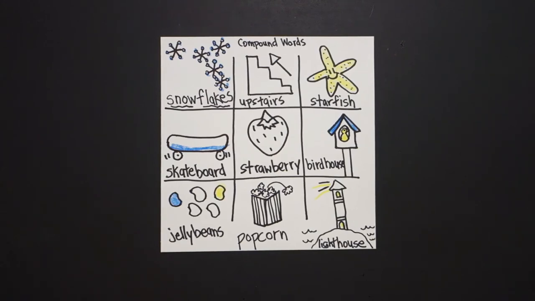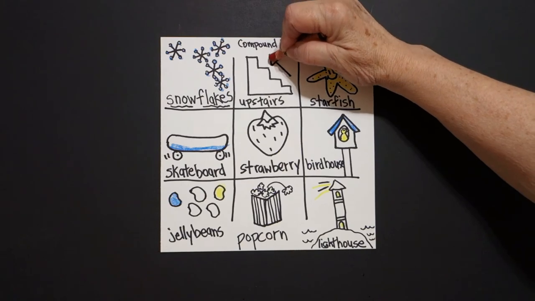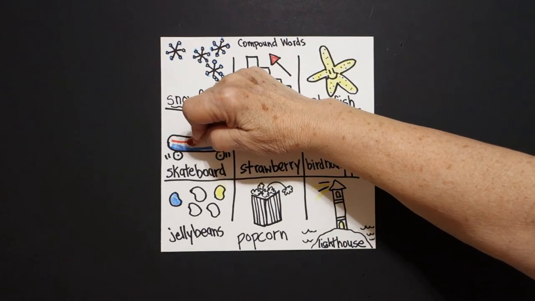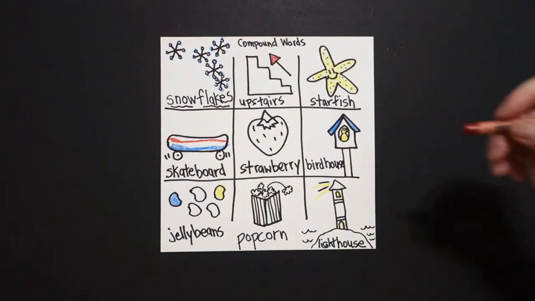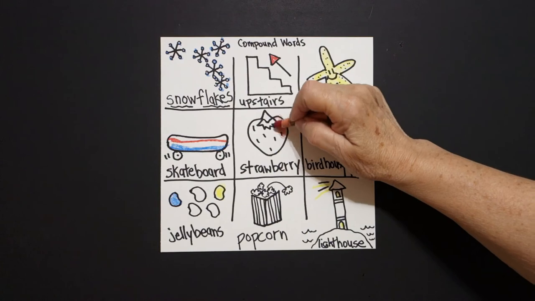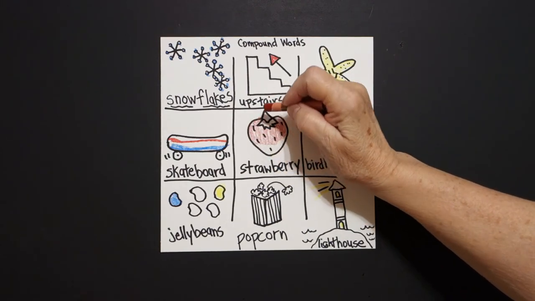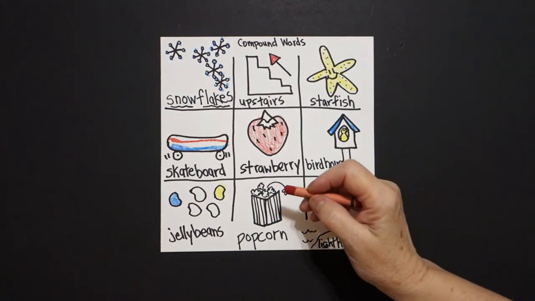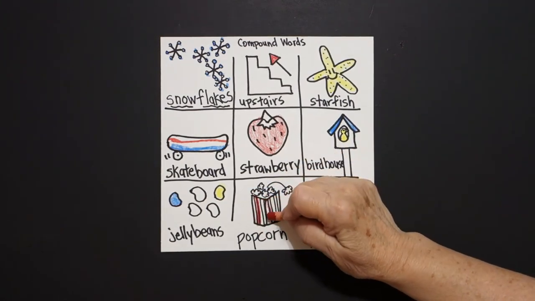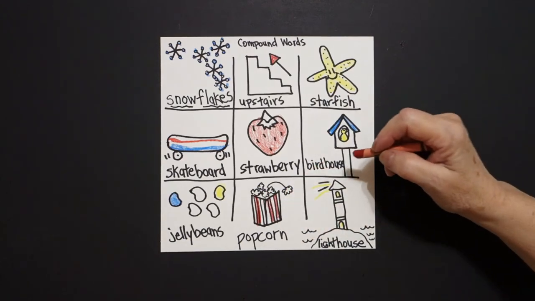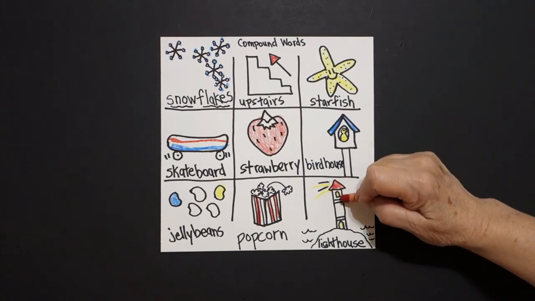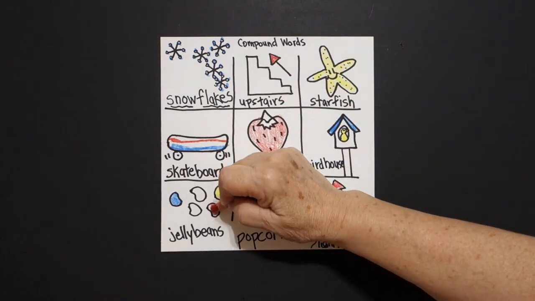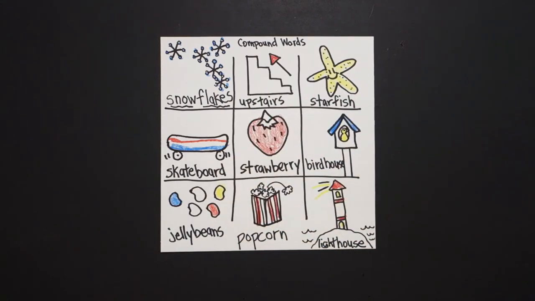Next, I'm going to take my red and I'm gonna color the arrow that shows the direction of my stairs, upstairs. I'm gonna add a red stripe on my skateboard. Next, I'm gonna color in the bottom part of my strawberry. And I am going to color the red stripes on my popcorn. I'm gonna color the top triangle on my lighthouse. And I'm going to color one of my jelly bean, red.